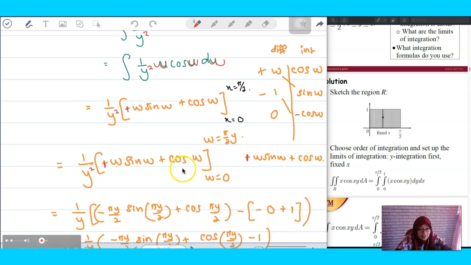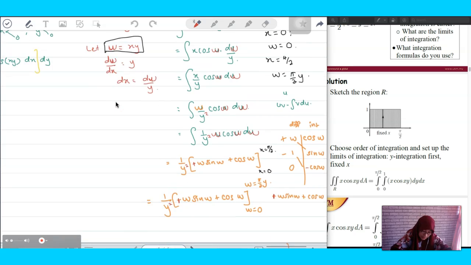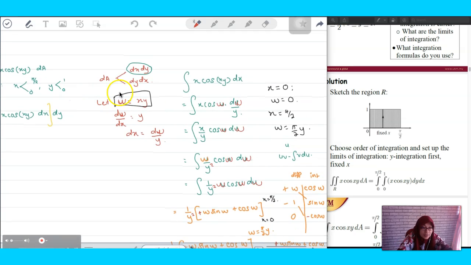Okay, just checking. So now we replaced w. The original limit is for x from 0 to pi over 2. So now you cannot use x directly because your x is now transformed into w. So using this relationship, you have to have x equal to w.